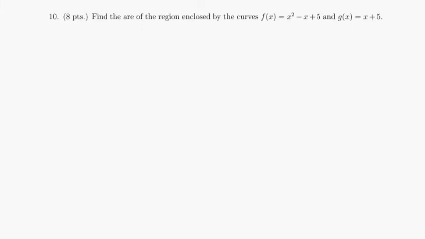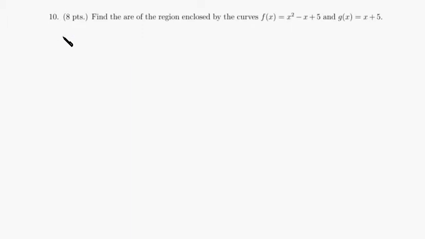Okay, let's look at exam 3B, problem number 10. So we want to find the area of the region enclosed by these two curves. So let's do that. First thing we do is we need to find points of intersection. So we're going to set them equal to each other.